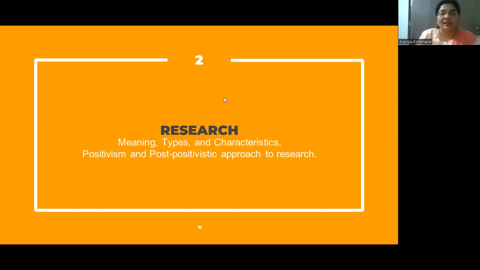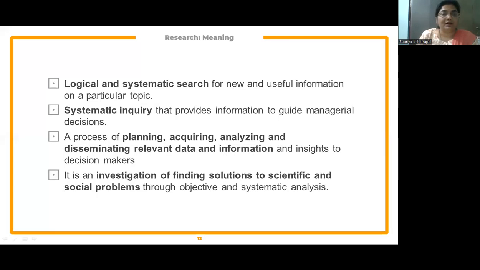We will take that question ahead. So this is what research is. Now let us see what is meant by research. The logical and systematic search for new and useful information on a particular topic is also research. Here we can say that it is a systematic inquiry that provides information to guide managerial decisions.